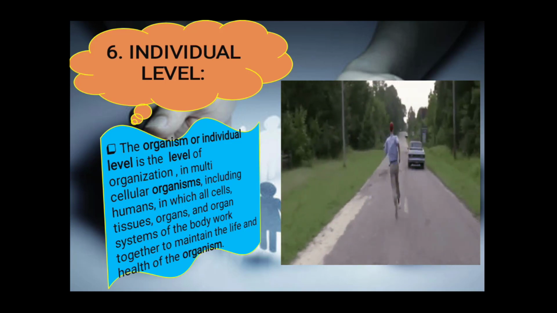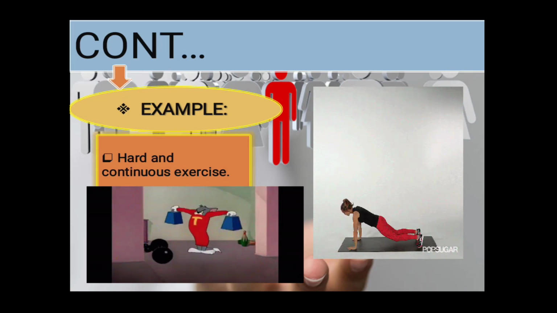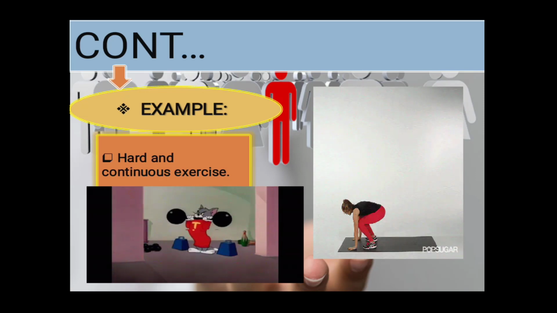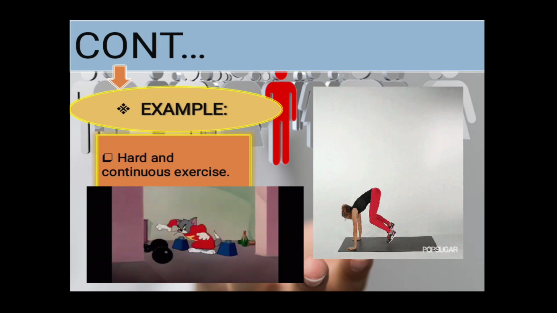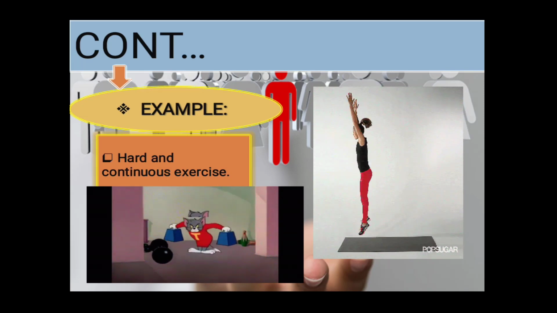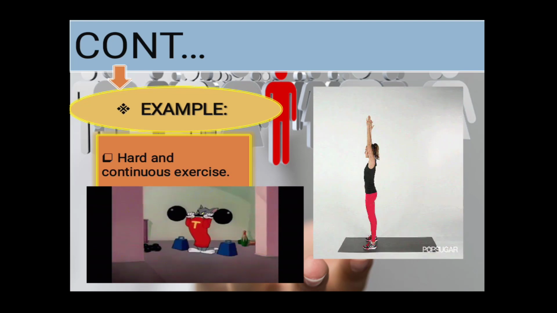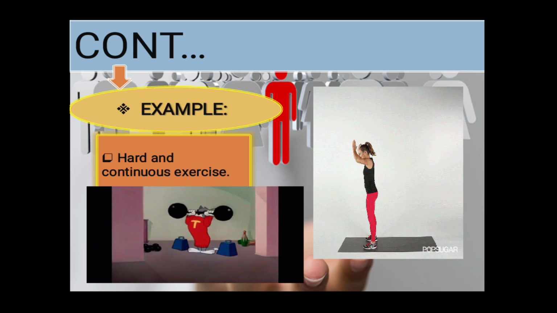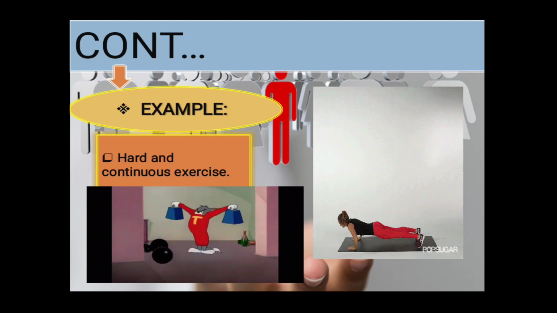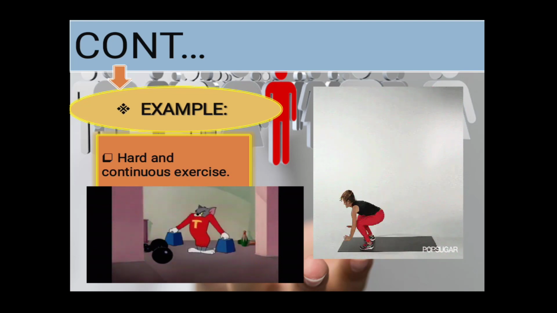Let's take an example. During hard and continuous exercise, our body moves by muscle movement. Muscle movement, either contraction or relaxation, requires energy, and this energy is provided by mitochondria. Mitochondria produce energy through cellular respiration. For cellular respiration, we need oxygen, which we inhale through the respiratory system.